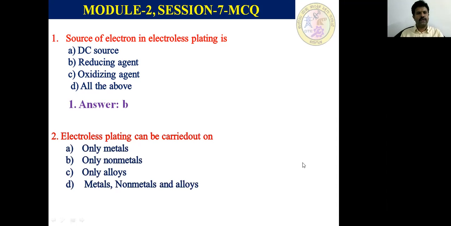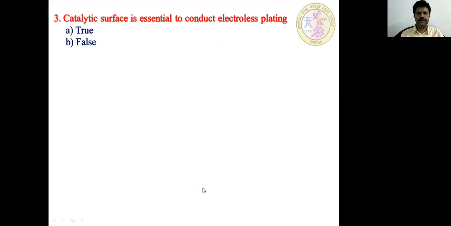Question number 2. Electroless plating can be carried out on option A, only metals, option B, only non-metals, option C, only alloys, option D, metals, non-metals, and alloys. So that is a very important application of electroless plating, because we can plate metals, non-metals, as well as alloys. The right answer is option D.